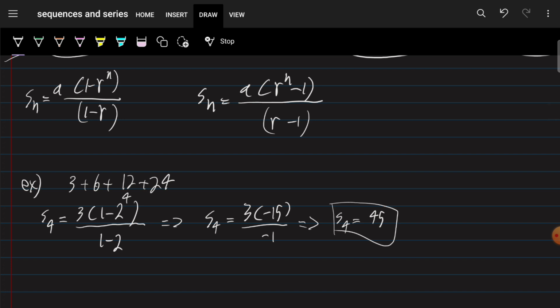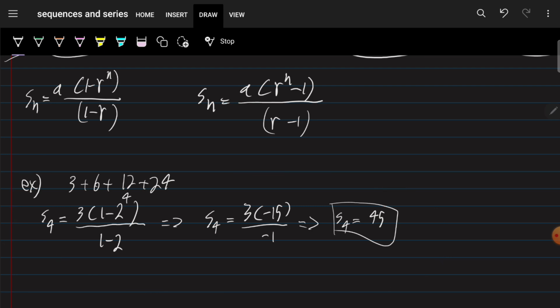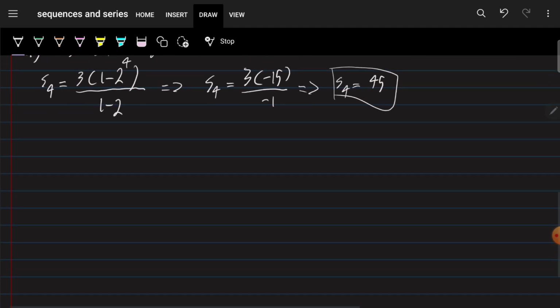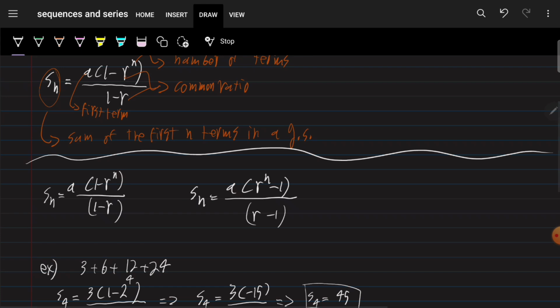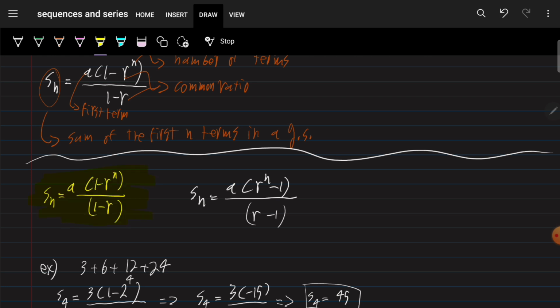Of course, in the next video, we'll be going over a whole bunch of problems on this. So this is just a quick example to show you how the formula works, but we'll do a lot more examples in the next video. That's really it. So this formula is really all you need to know for geometric series. That's essentially the end of the video.